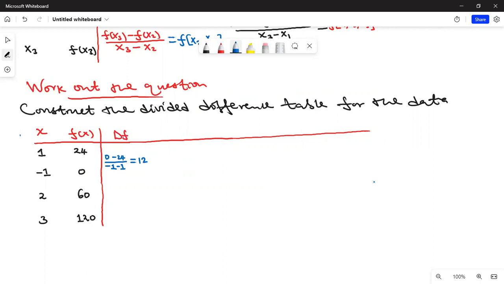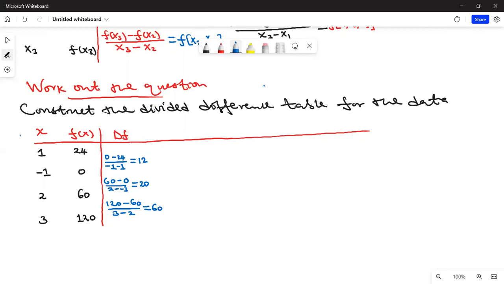Now, 60 minus 0 over 2 minus negative 1. Minus minus will be a plus. So that's 60 over 3, which will give you 20. We proceed to 120 minus 60 over 3 minus 2. And so that should give us 60. Those are the first order divided differences.